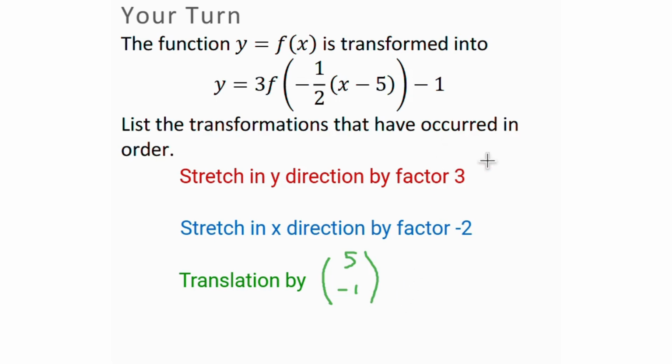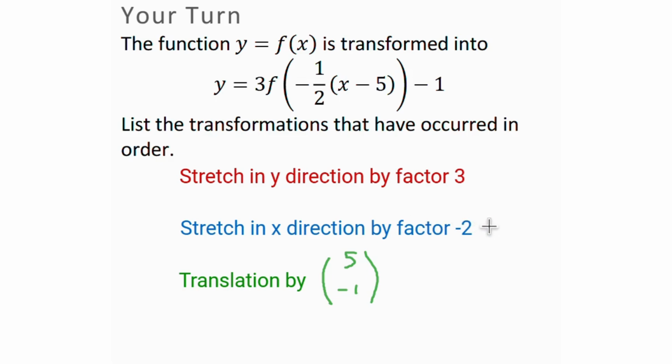y direction. It's worth pointing out we could have done this in a slightly different way, particularly this blue step here. We could have said a stretch in the x direction by factor 2, +2, and also a reflection in the x direction, so a reflection in the y-axis because of that negative. So you could have split that up into two, a positive stretch and a reflection.